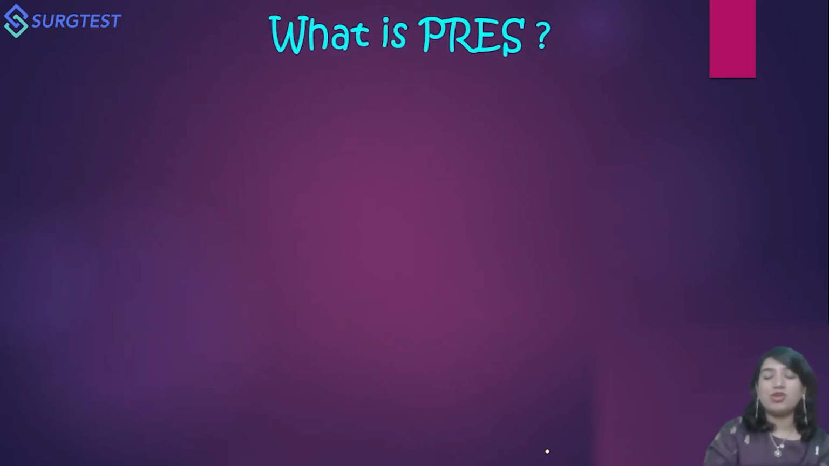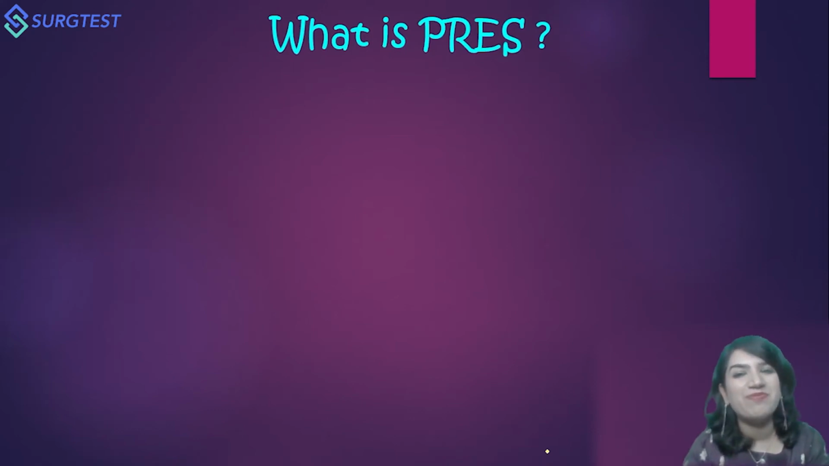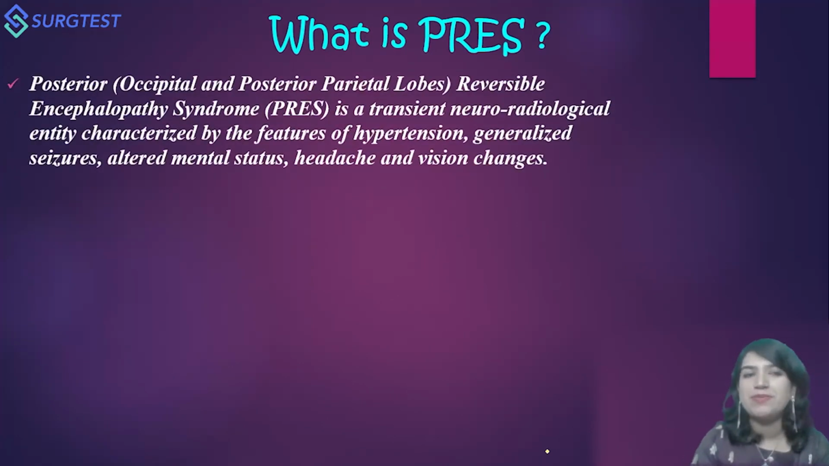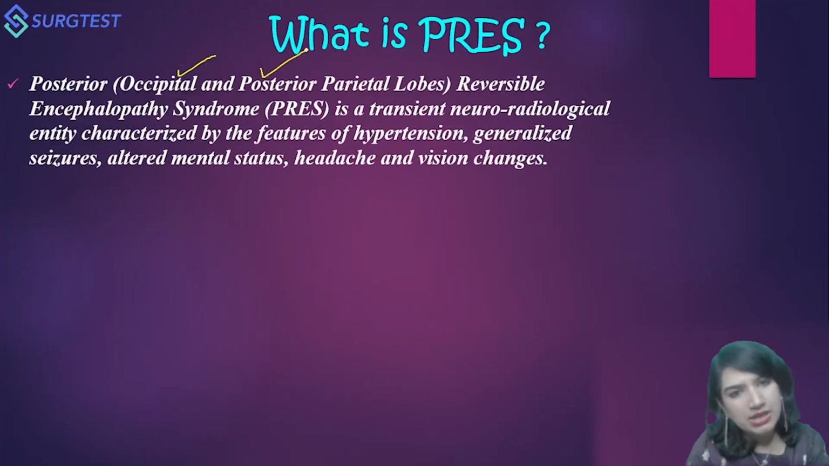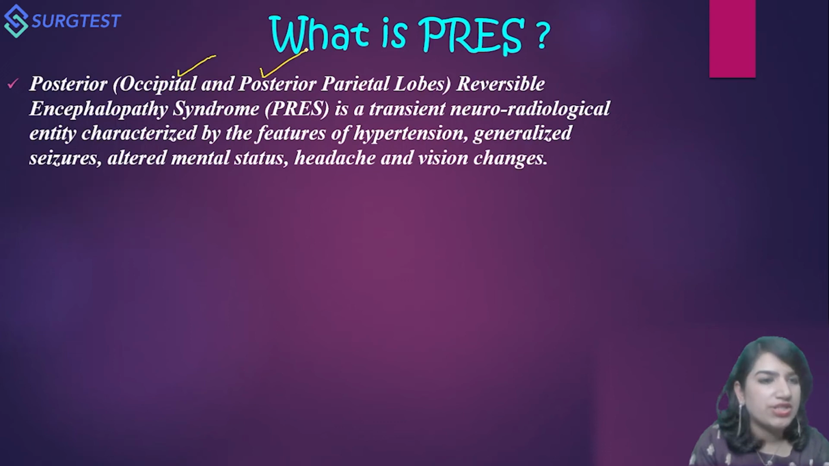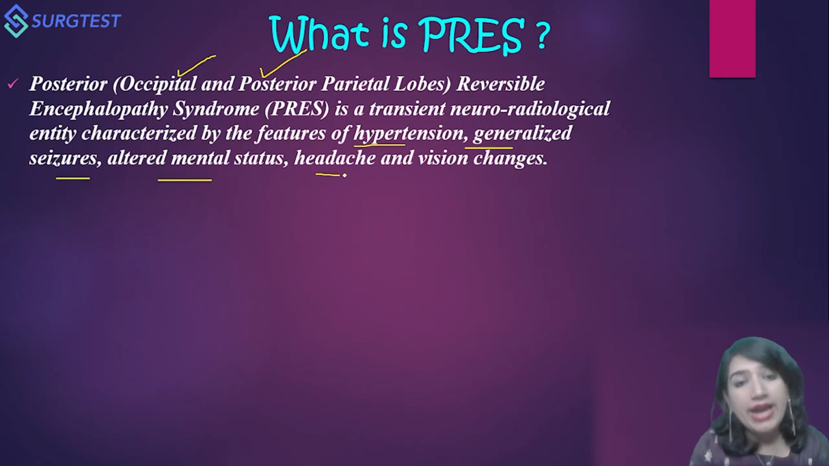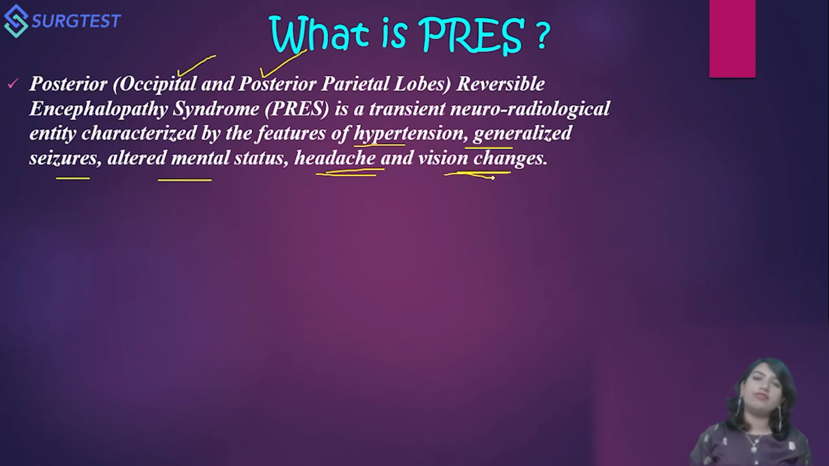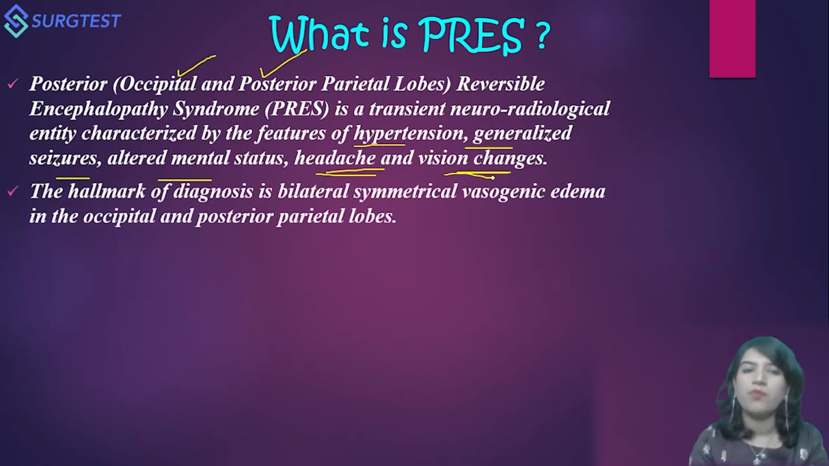So I told you I'll talk about PRES, and yes, I'll fulfill my promise of talking about PRES. PRES is posterior reversible encephalopathy syndrome, and by posterior I mean it affects the occipital lobe and the posterior parietal lobes. Now, how do we define PRES? It is a transient neuroradiological entity that is characterized by features of hypertension, generalized seizures, altered mental status, persistent headache, and even vision changes. If any of these are found and there is also radiological evidence of the same, you may say that the woman is suffering from posterior reversible encephalopathy syndrome.